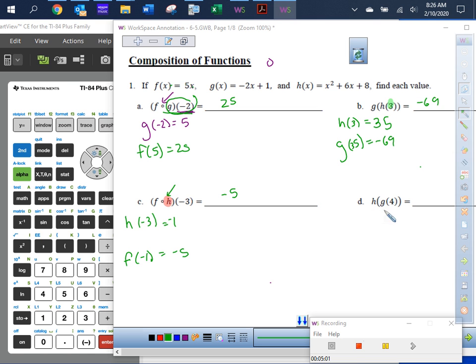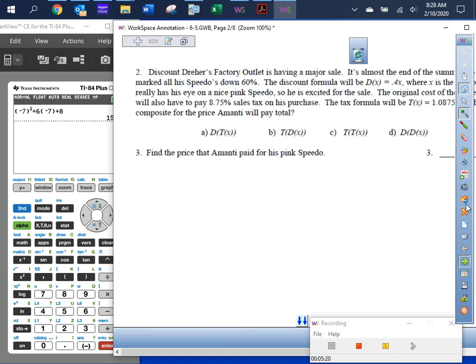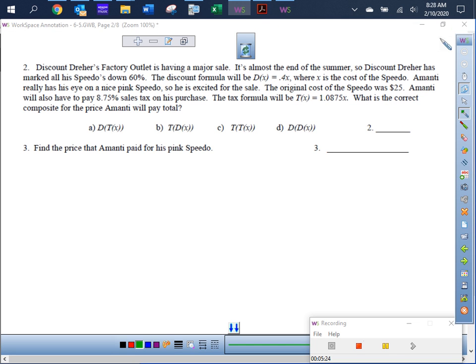Find H of G of 4. Realize you're working inside out. All right, so I found G of 4 to be -7 and put that into the old H, into parentheses, and got a 15. So pretty weird, you know, but let's do a story here real quick and see how these things really make sense. With the story, I think you'll kind of get what it's all about.